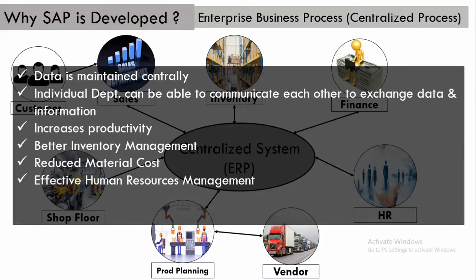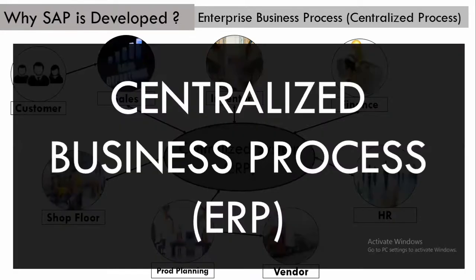Better inventory management reduces material cost, because according to the demand, we will procure the material from the vendors. Human resource management will be very efficient in this manner. Then we will have control over all the departments in this system. That is the beauty of the centralized process. As I told you earlier, we will have a beautiful profit for the organization. This is called a centralized process.